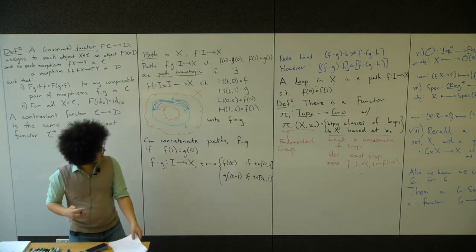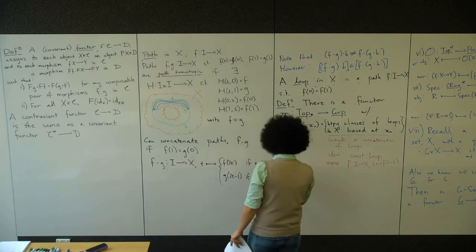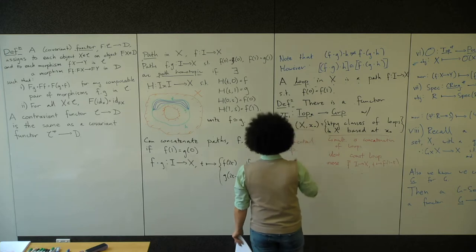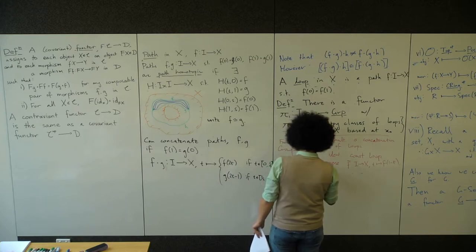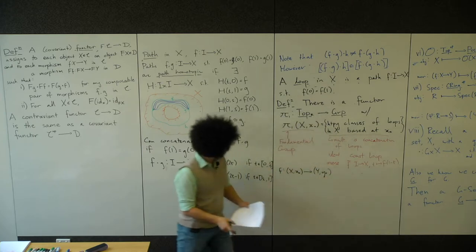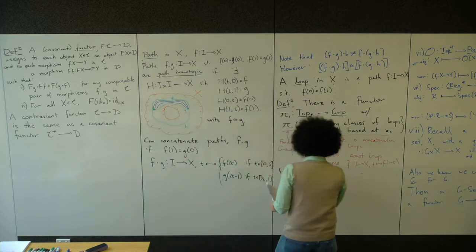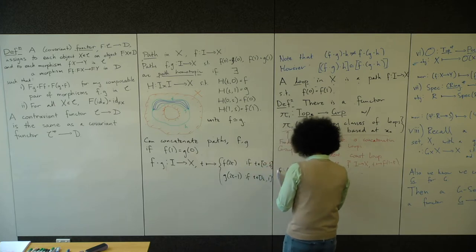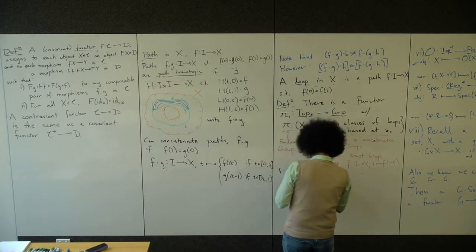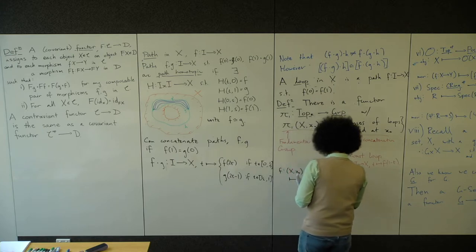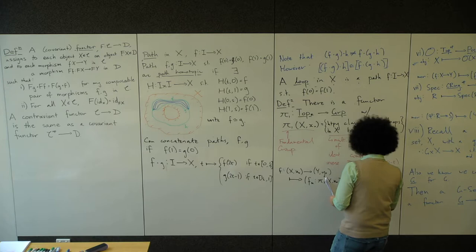So I've said that this is a functor, and I've only described the construction. I need to say what it does on maps. So given a map in the category of pointed topological spaces, going from (X, x naught) to (Y, y naught), which is a continuous map from X to Y that sends x naught to y naught. All right, what does this go to? It goes to f lower star, from pi 1 of (X, x naught) to pi 1 of (Y, y naught).